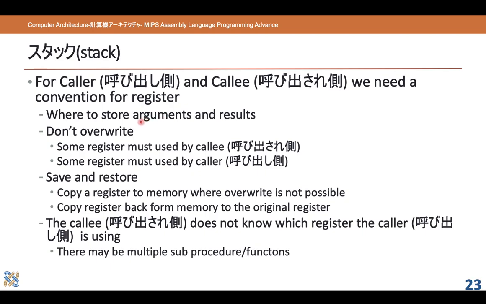You have the registers A0 to A3 for arguments and V0 to V1 for the result. You cannot override the registers used by the callee and the caller. This is why we are using the stack. If you save a register to the memory or the stack, you must restore it according to the specification. Because the callee does not know which register is used by the caller, you have to store it properly in the stack memory.